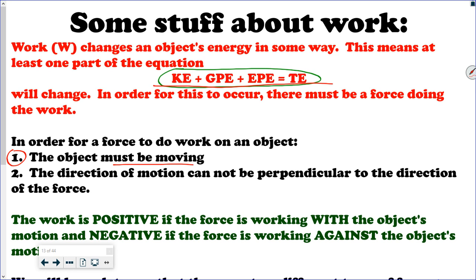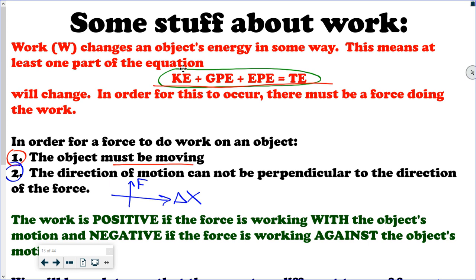And then number two, this is the one that's a little bit weird. The direction of the motion can't be perpendicular to the direction of the force. So if your object is moving this way, if the displacement vector is this way, and the force vector is this way, that is no work being done, because that force there is not affecting the motion.